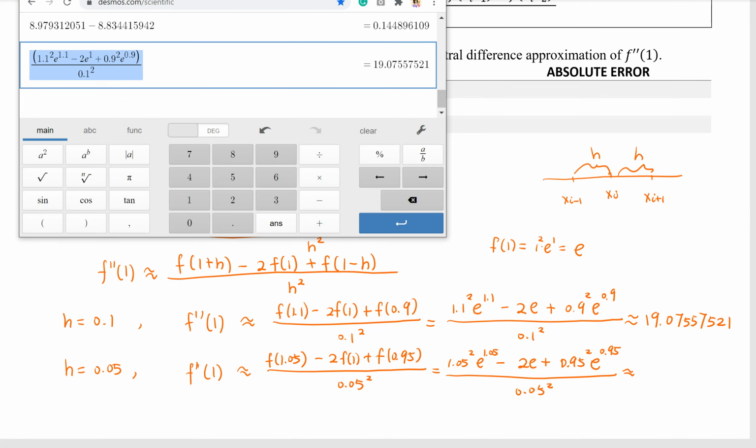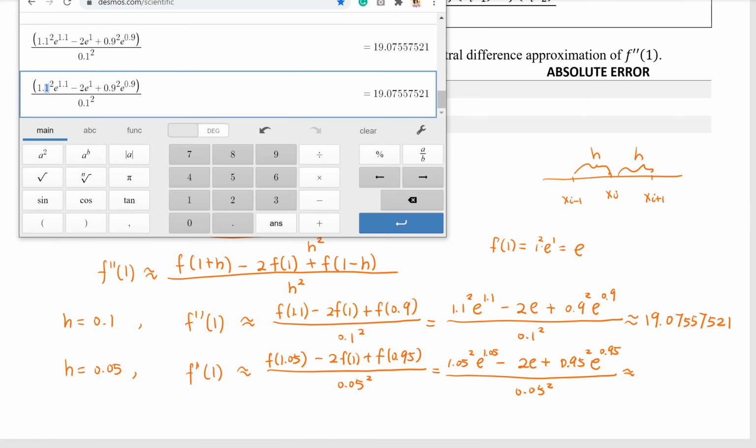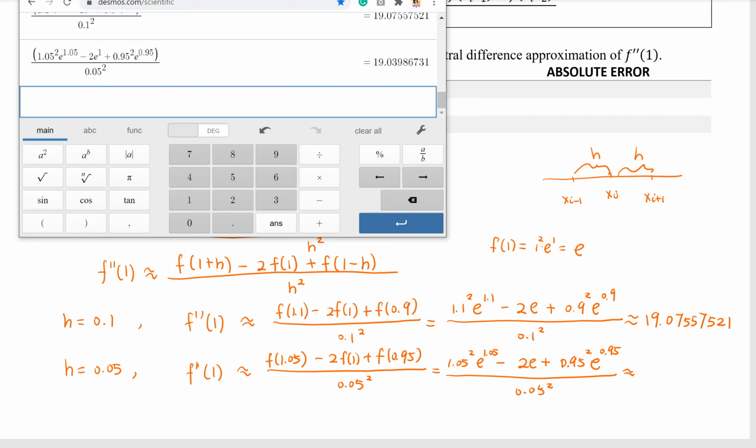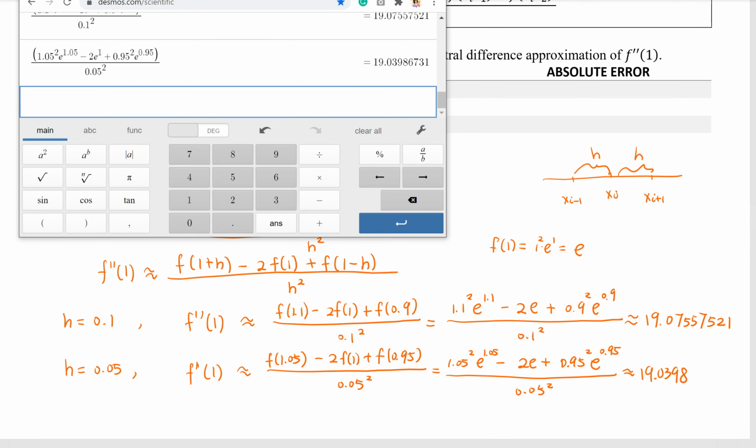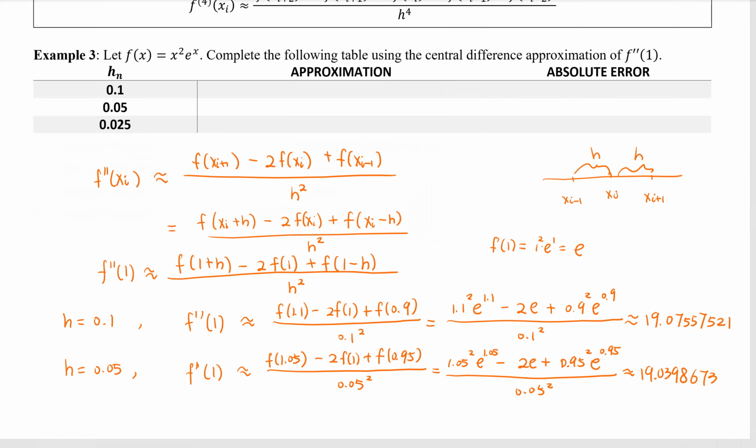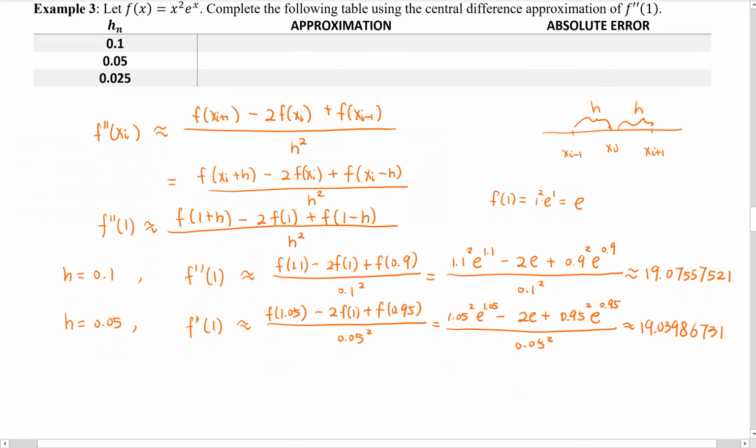Okay, so we can copy the previous formula here. Okay, and then what do we want to change? Let's modify it. So we change to 1.05. This is 1.05. And this is 0.95. This is 0.95. And the bottom is 0.05 squared. Okay, so the answer is 19.0398 6731. Okay. So far, so good, everybody?